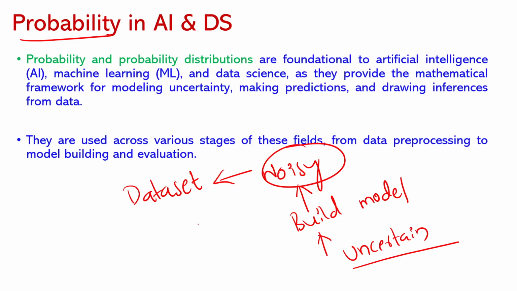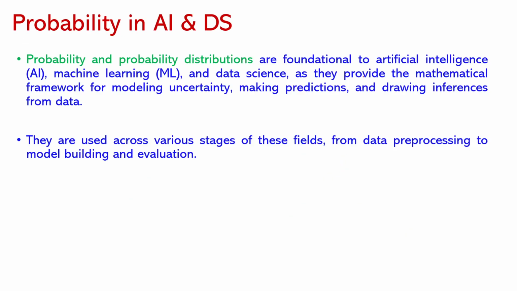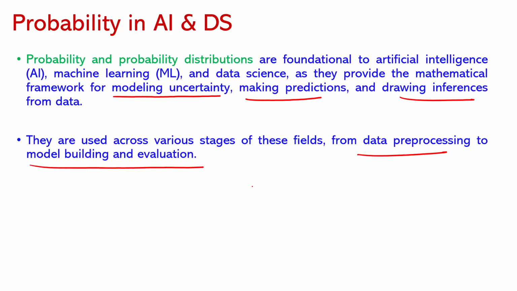There are a lot of other tasks, a lot of probabilistic models available which we will be seeing in due course. One application is that they provide us a mathematical framework for modeling uncertainty, also for making predictions and drawing inferences. Probability is used across every stage, from data pre-processing to model building and evaluation. We have probabilistic models. We use probability to represent uncertainty. We use probability to evaluate the model. So there are a lot of applications.